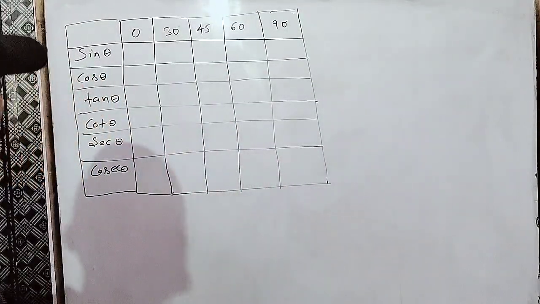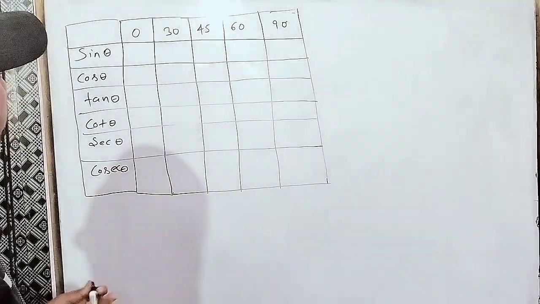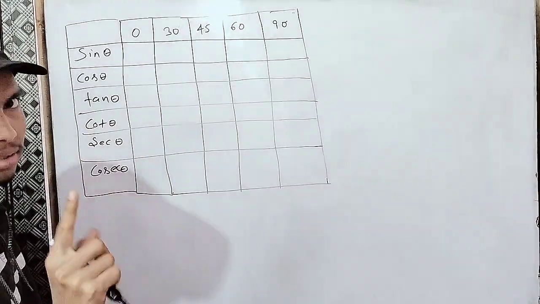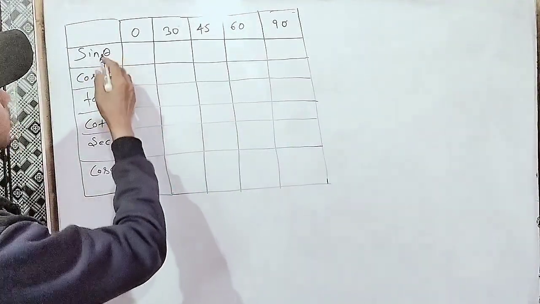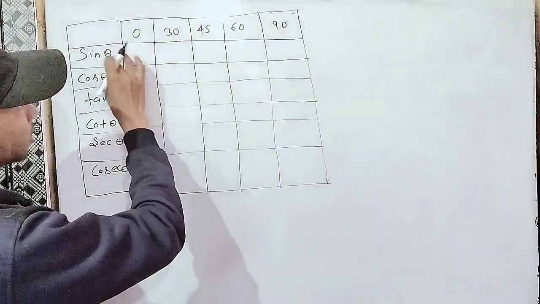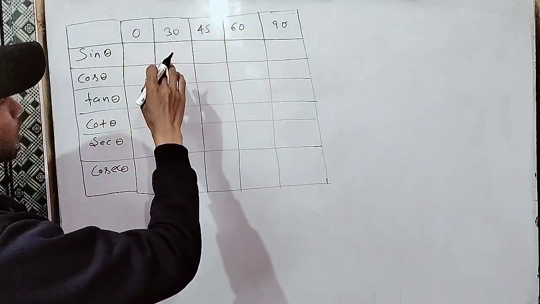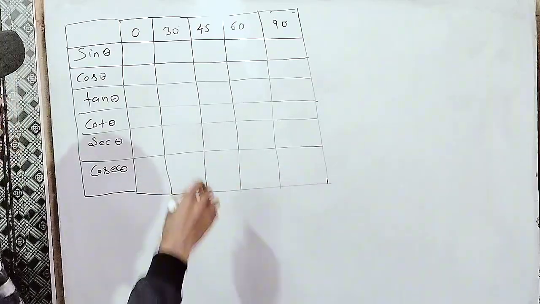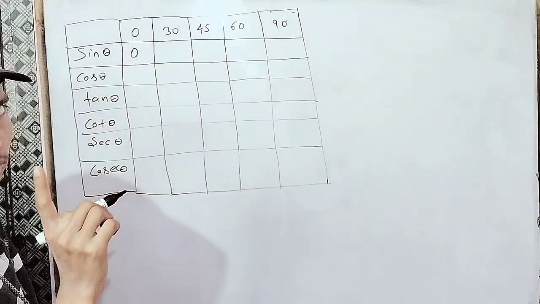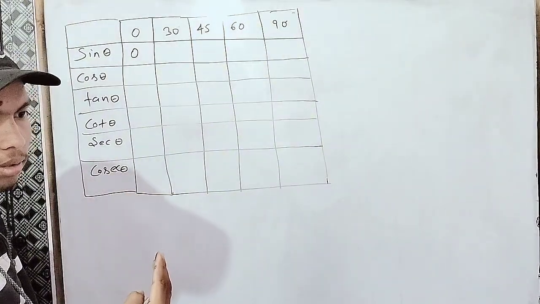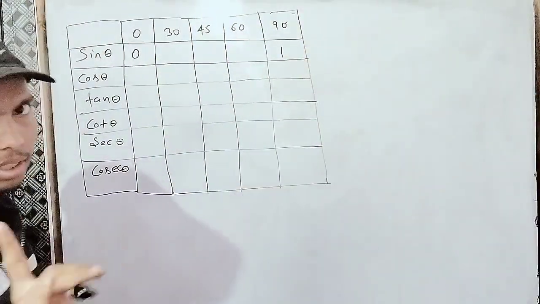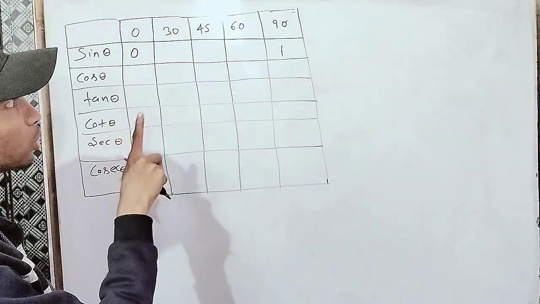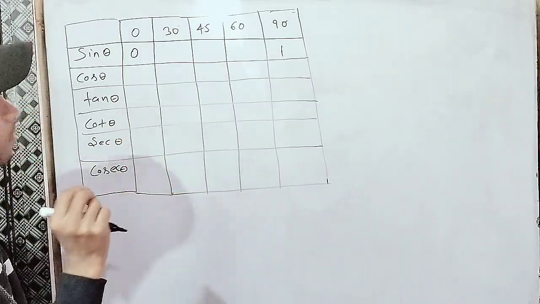First of all, you will have to remember the value of only one ratio. The value of this ratio will increase from 0 to 1. So first we will write 0, and last is 1, and whatever values we have are between 0 and 1.